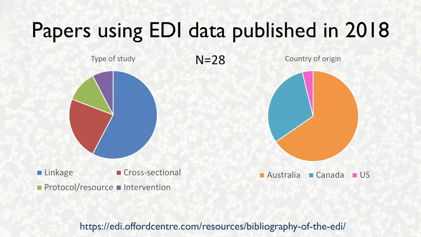However, there were also studies that looked at cross-sectional data, about a quarter of them. Some were protocol or resource studies, and we had a couple of papers only that looked at intervention results. In terms of country of origin, I think our collective goal here would be to make that US little slice of the pie maybe a little bit bigger, but the majority of these come from Australia, and I'm happy to say that the study from the US is from Neil's team.